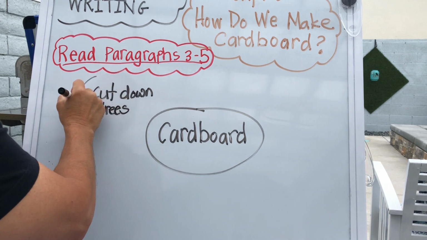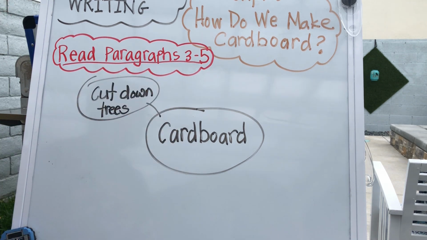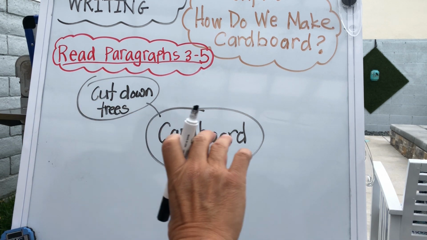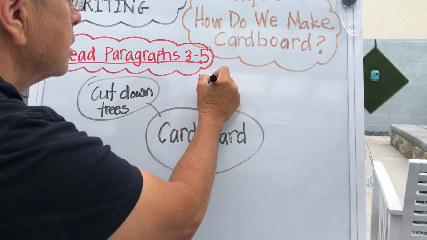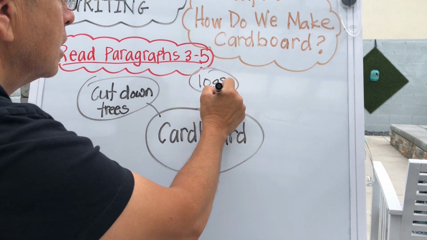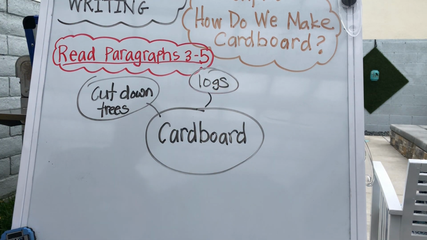And I'm going to draw a circle around that and connect it, because that's how we make cardboard. The next thing I learned was that after they cut down trees, they have to chop them up and make logs, big long logs. So I'm just going to write logs. Okay, we need logs. First you cut down the tree, then you have these big old logs.